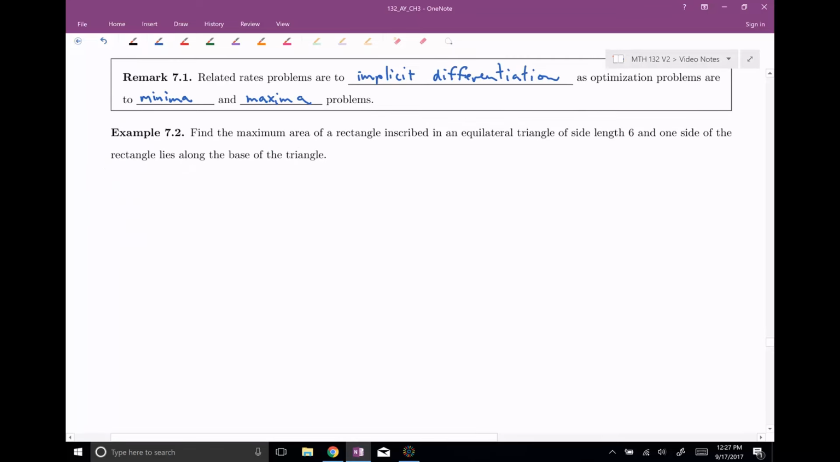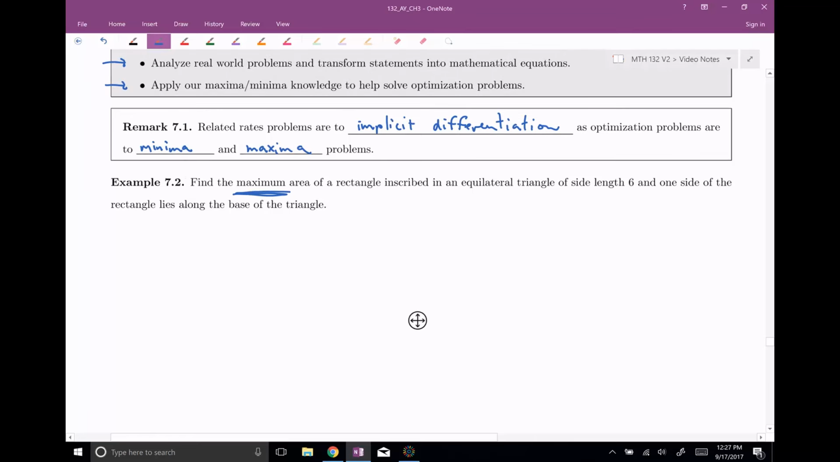I want to show you an example, and then we're going to try to develop a technique to use on a lot of these problems. So we want to find the maximum area. Whenever you see maximum or minimum in one of these story problems, you should go to optimization. We want to maximize the area of a rectangle that's inscribed, aka right inside of, an equilateral triangle of side length 6. And we know that one of the sides of the rectangle lies along the base of the triangle. Whew, you may want to read that a second or even a third time to fully understand what it is talking about here.